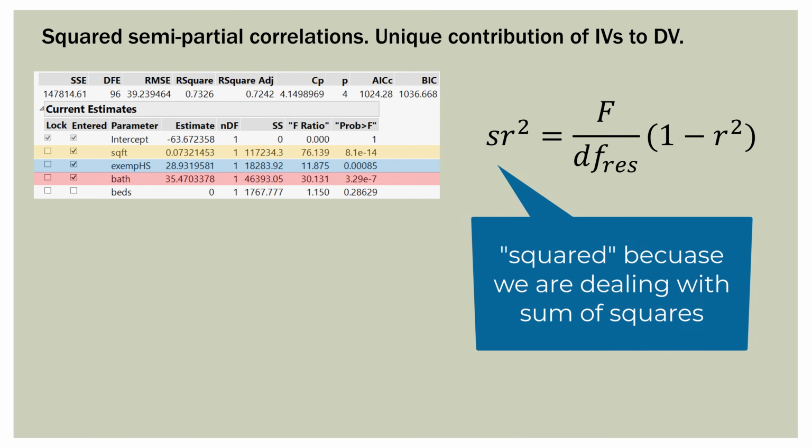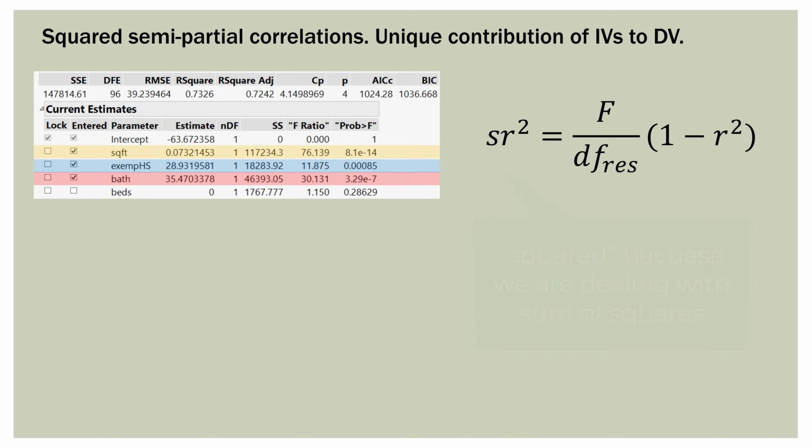So the squared semi-partial correlation is this formula. It might look crazy, but it's actually very simple. It's just the F ratio divided by the degrees of freedom for error or residual. RES means residual, error, same thing. So F divided by degrees of freedom residual, multiplied by 1 minus the R square value.